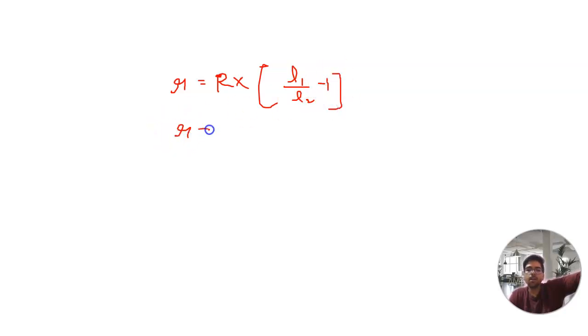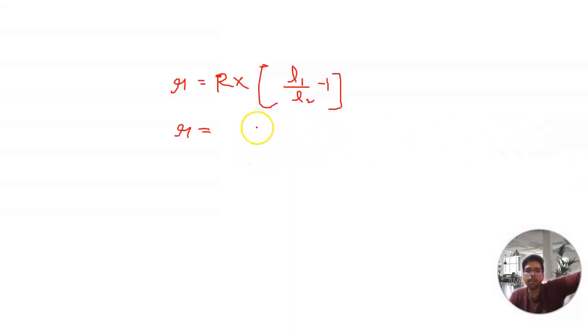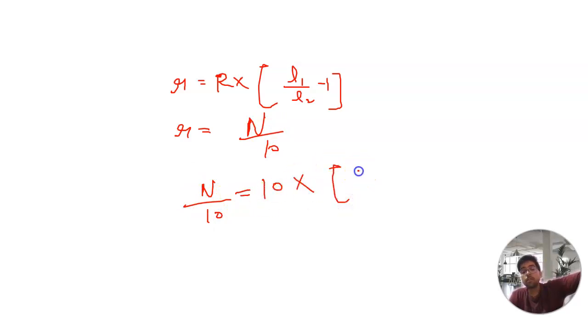So what is R? External resistance. How much is the external resistance? It is given. Internal resistance is n by 10. Clear? Internal resistance is n by 10. External resistance is 10 ohm. So this is n by 10. And R is 10. Clear? Now L1 is how much?